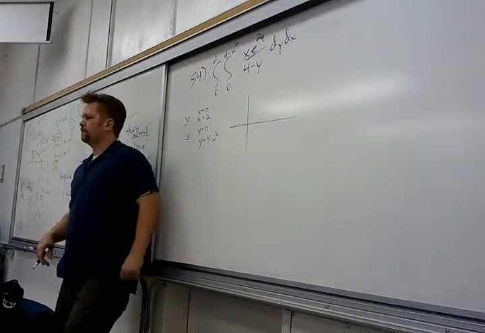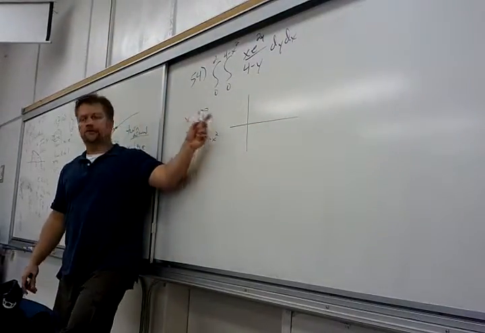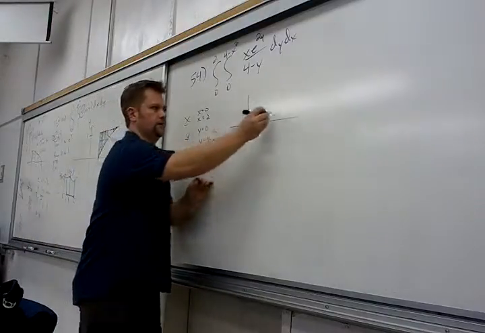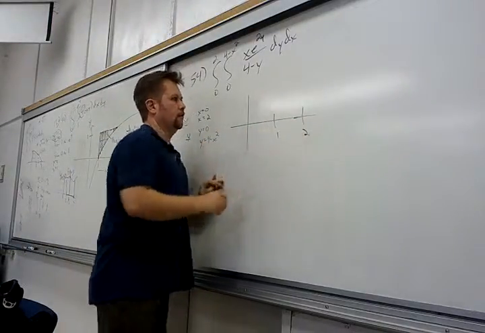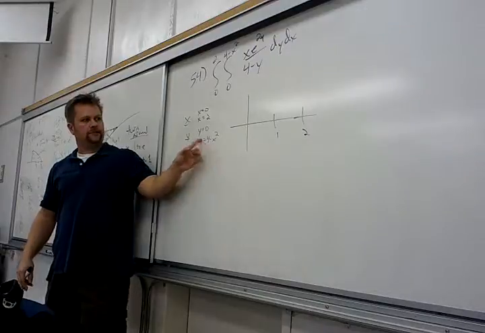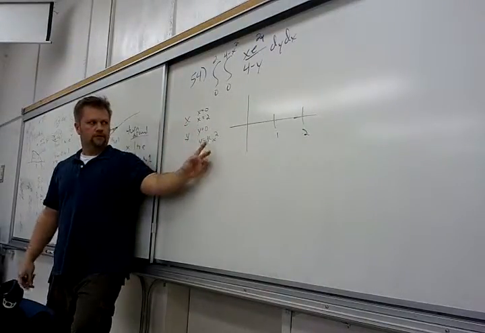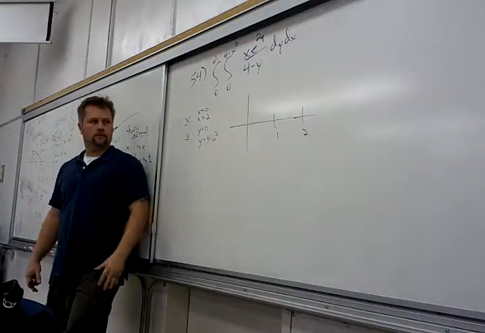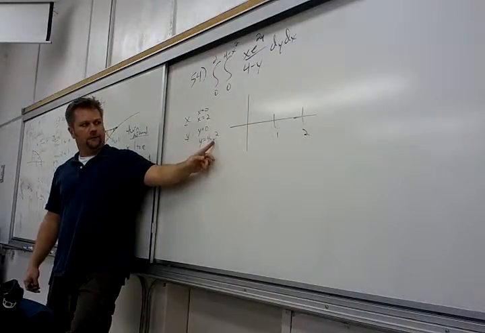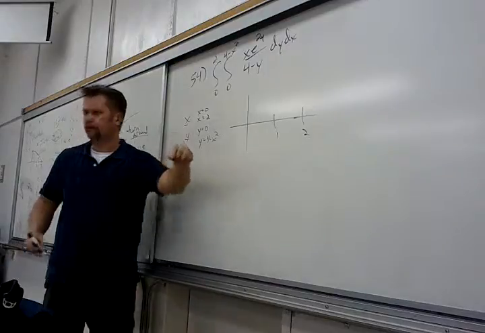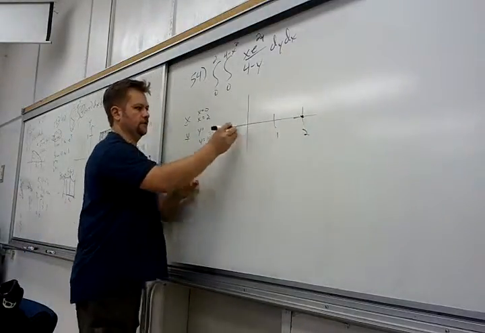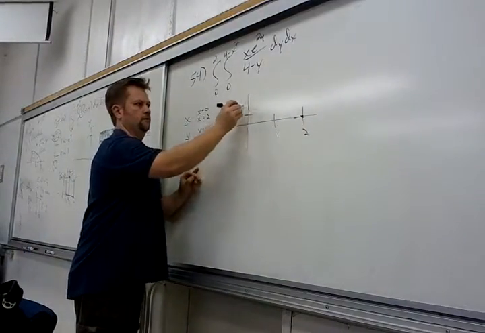Alright, so I'm going to integrate over this. So x goes from 0 to 2. That's a nice one to start at. Y has to go from 0, which is the x-axis, to 4 minus x squared. And thankfully, 4 minus 2 squared is 0, that's nice, right? And at 0, this is 4.